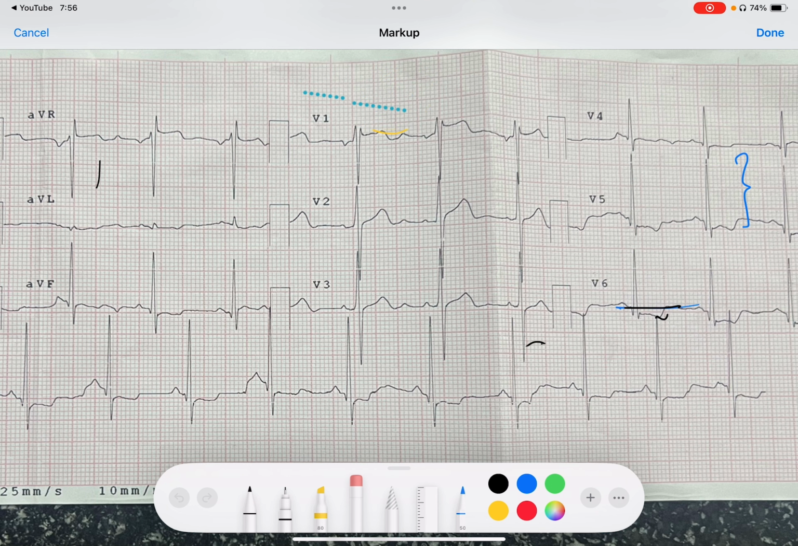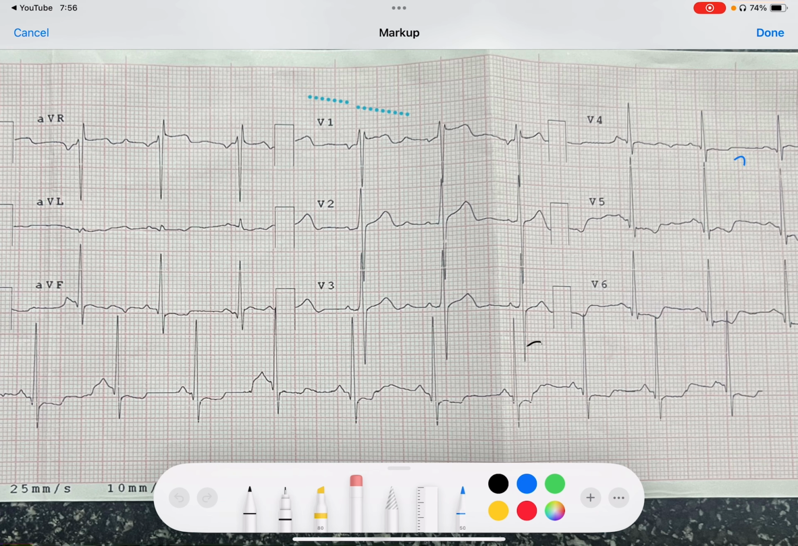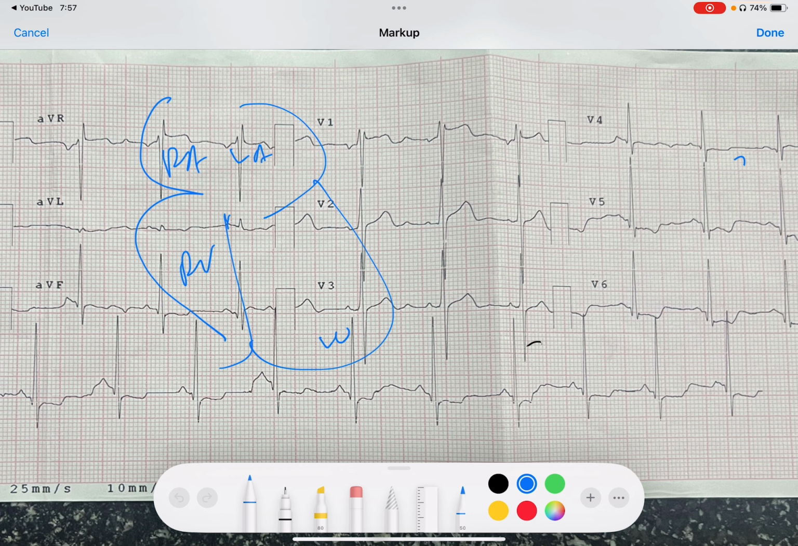This is the first important thing that we discuss: LVH with strain. The second thing is why this patient has this type of pattern, or what disease this patient can have. It's very simple. This is RA, this is RV, right ventricle. This is LA and this is LV. So we know structurally the aorta will be here. This is the outflow of the aorta, and this is the inflow from here.